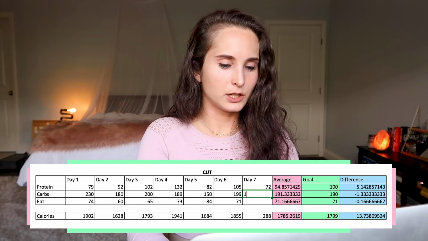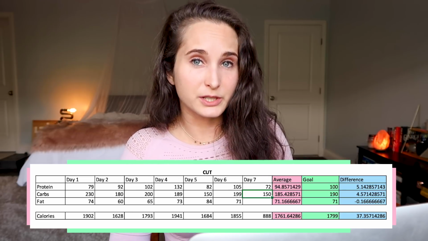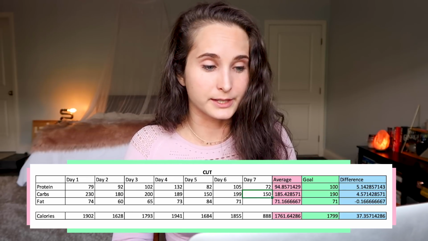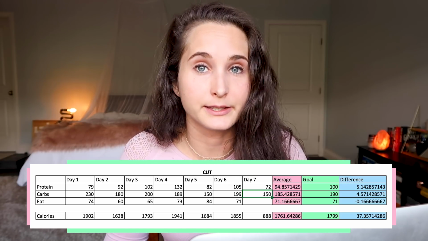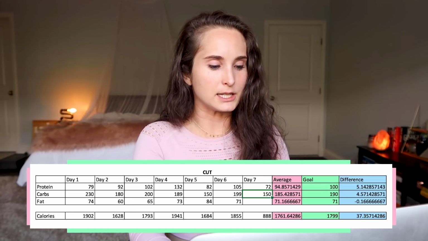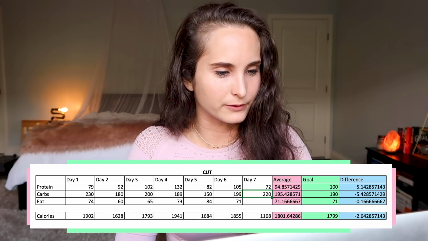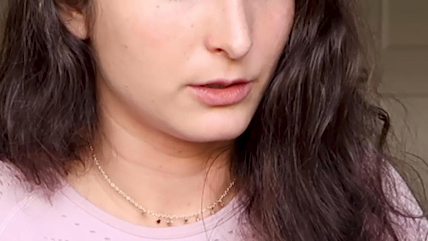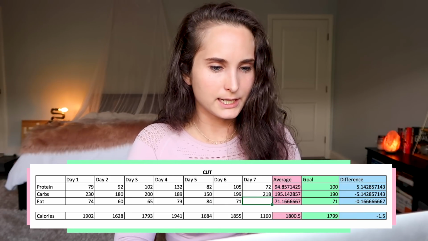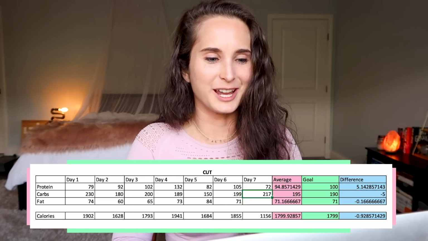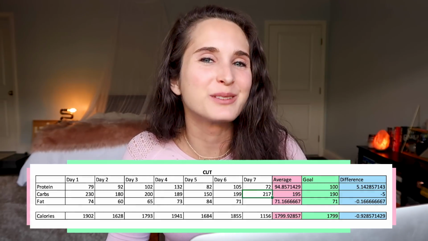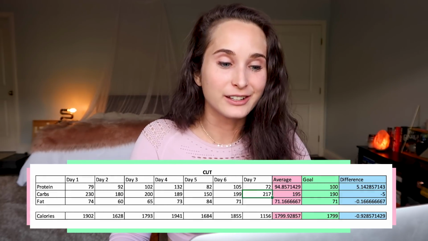On the carb end, you can go as low as 150 grams of carbs if you want. Although if you're in a deficit, I don't know why you're trying to undereat carbs, because that's sad. You can go as high as, get this, 217 grams of carbs and still be hitting your average goal for the week. When you're in a deficit, those extra 30 grams of carbs, oof.